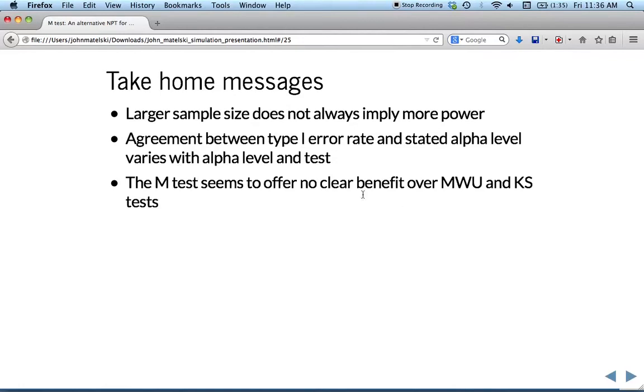And lastly, I conclude that the M-test seems not really to offer any clear benefit over the Mann-Whitney U and KS tests. So our modern toolkit, as far as I can say right now, is just fine, and there's no real need to start using a new test.